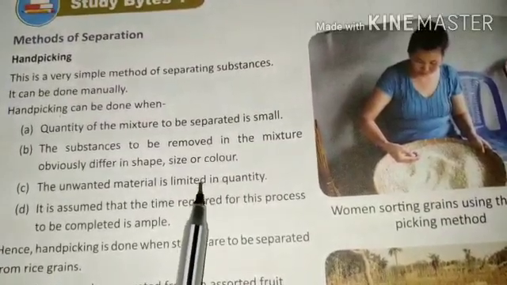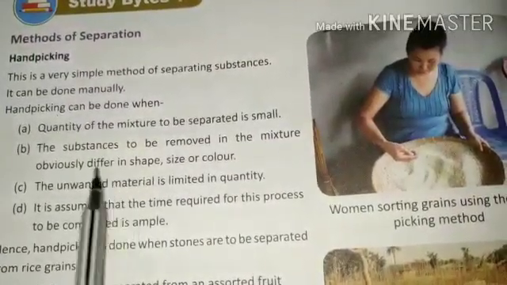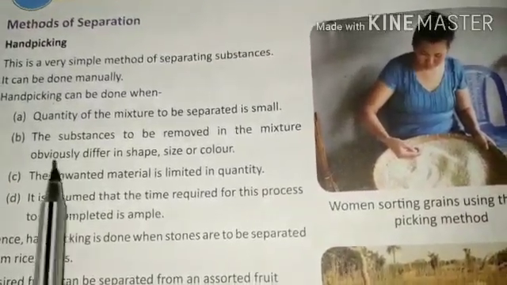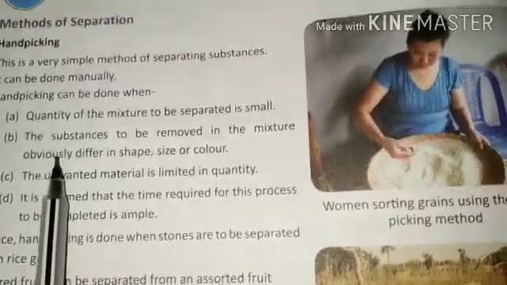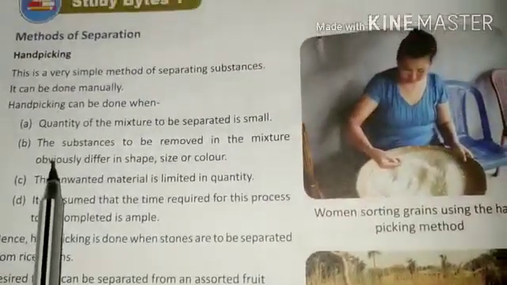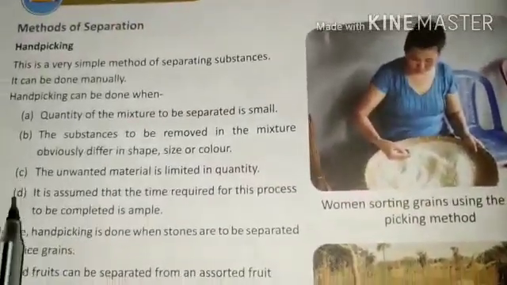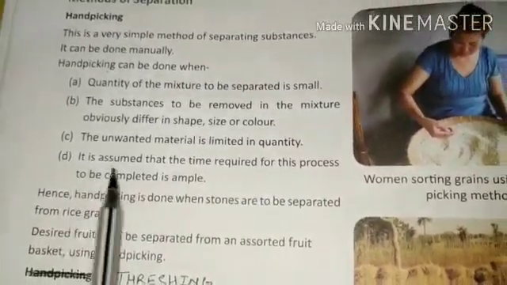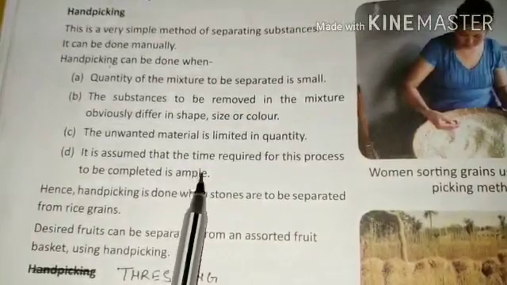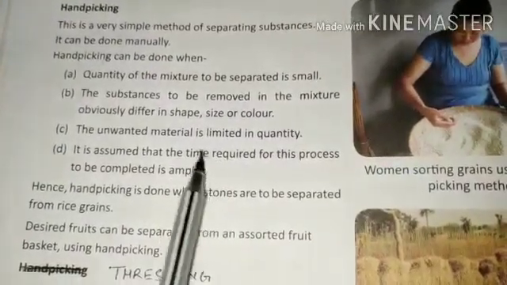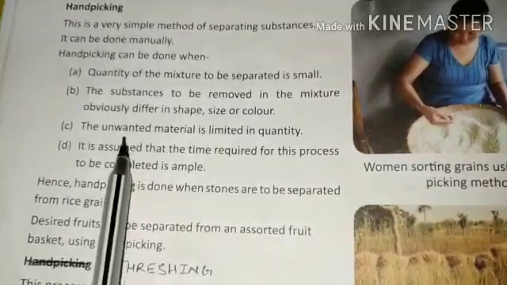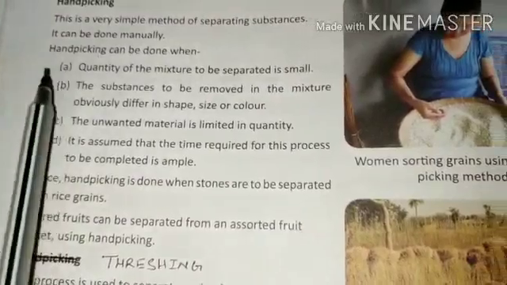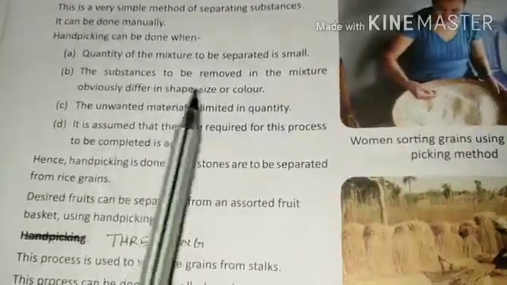That means the unwanted material which we want to remove from the grain should be in a lesser amount, because otherwise it will be a very hectic task for us to remove the unwanted material if it is in a larger quantity. D, it is assumed that the time required for this process to complete is ample. Means depending upon the quantity of unwanted material present in the grain, the time of the process of hand picking will vary.